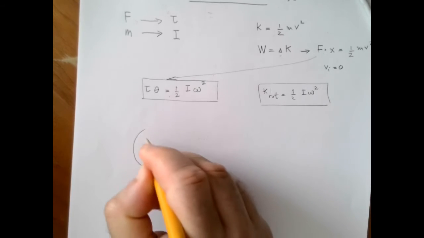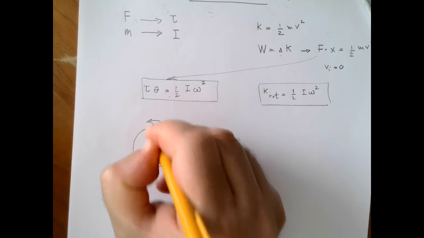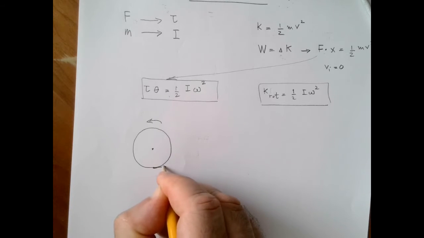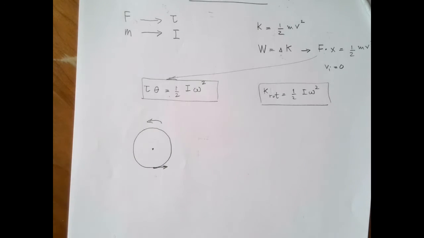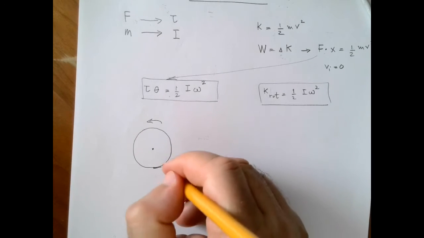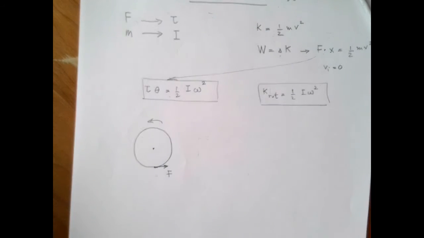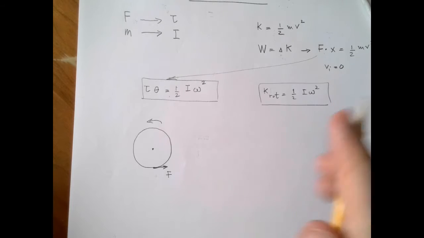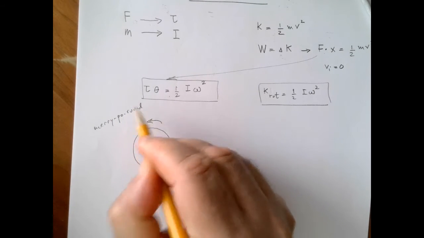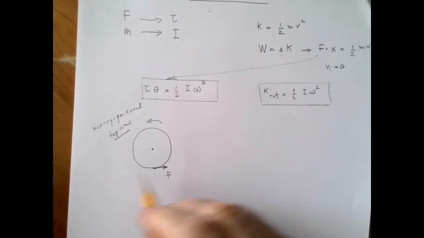So let's say we have a merry-go-round that is rotating, let's say like this, and the reason it's rotating is because I'm applying a force. I'm running around with the merry-go-round, and I'm continuously applying this force. So this is a merry-go-round, and this is a top view, of course. Well, let's see what happens.